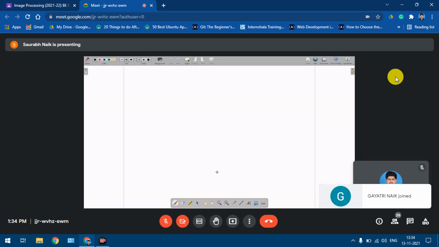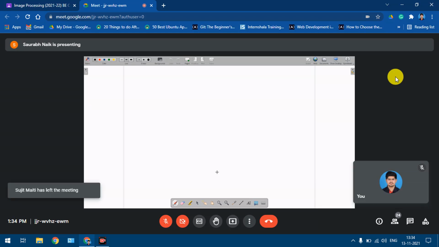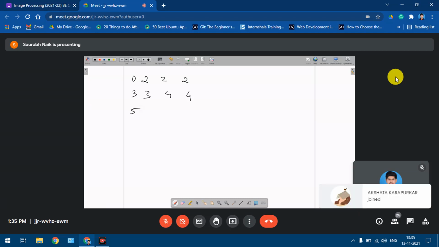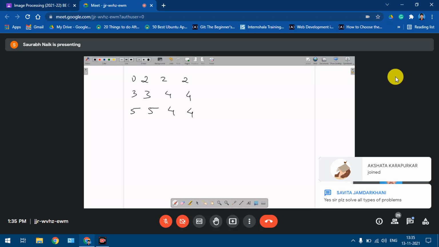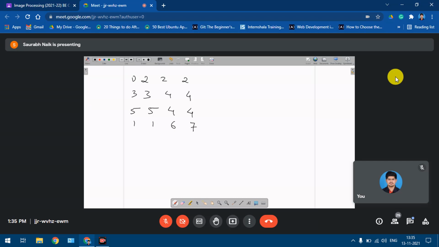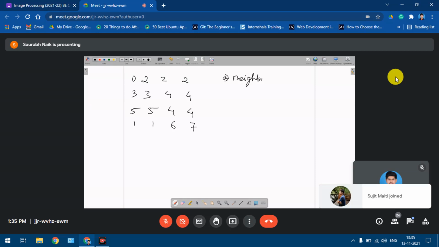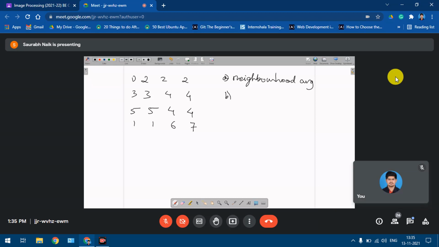Okay. So the first question basically is, the image is given as 0, 2, 2, 2, 3, 3, 4, 4, 5, 5, 4, 4, 1, 1, 6, 7. Okay, so that's the image given, and you're asked to apply the first one as neighborhood averaging, and the second as median filtering with a 3x3 window.